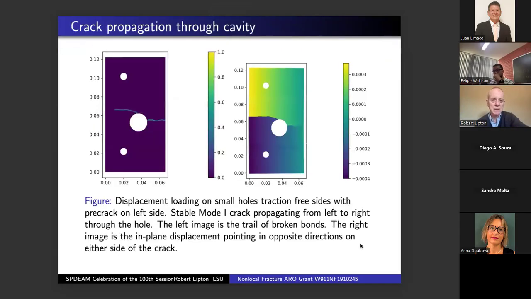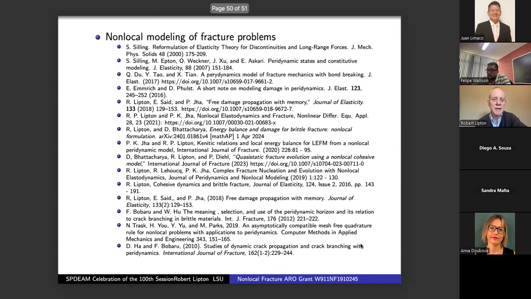And here's a picture again of more general loading. We're again pulling from the top and the bottom. The crack gets attracted to this hole and then emerges from the other side. So with that, I'd like to conclude.